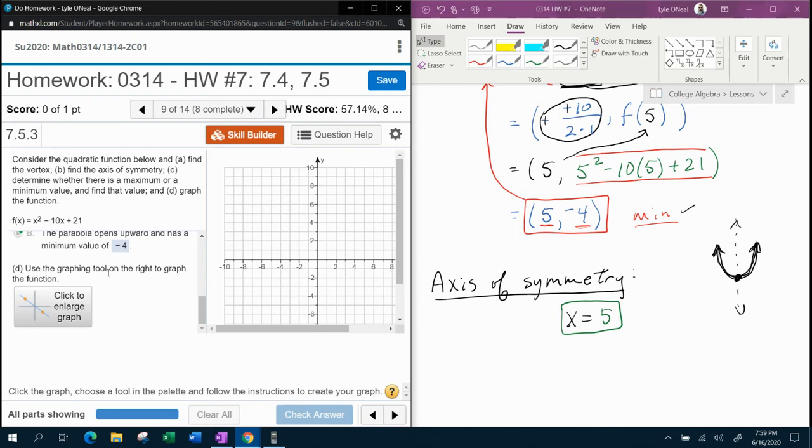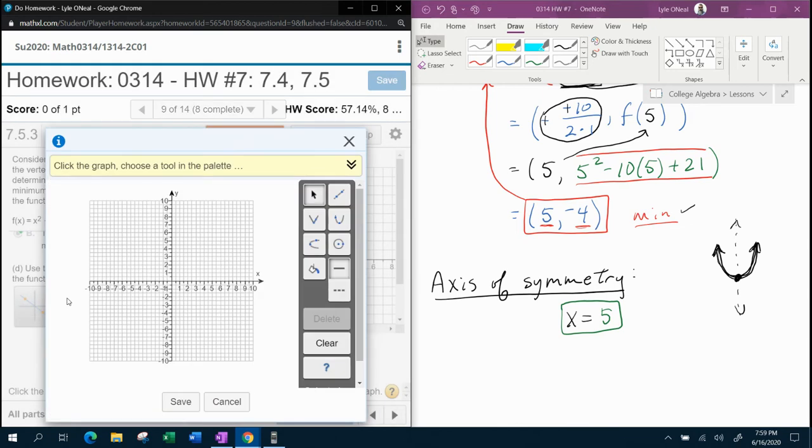And then it says use the graphing tool to graph the function. So I'm going to click to enlarge the graph. And we know that we have a vertical parabola. If it's a function, it has to be a vertical parabola. And then it says click to plot the vertex. Okay, so the vertex we know is 5, -4. So I'm going to go to where it says 5, -4. Can you see that up in the yellow bar? I can tell that I'm at the vertex. And then I click.